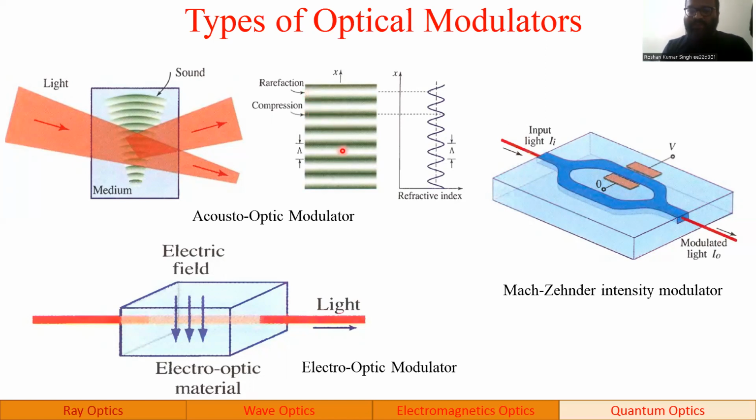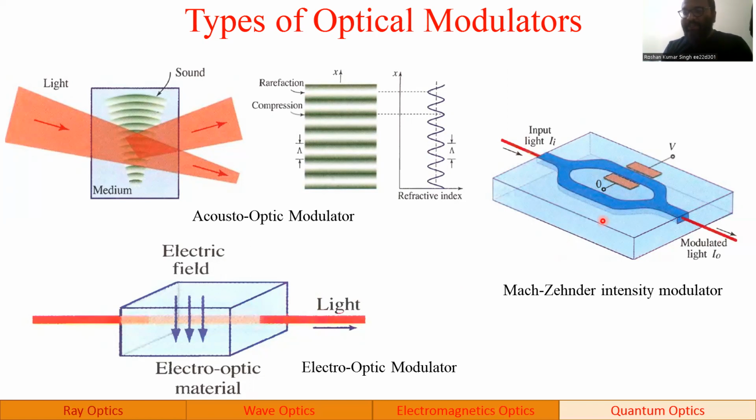Then we change the propagation of light, since the propagation of light is different in high and low refractive index, and we get this type of profile. The second is the electro-optic modulator, in which we apply an electric field on the material. Since light is also electromagnetic, when it interacts with the electric field, its polarization changes.